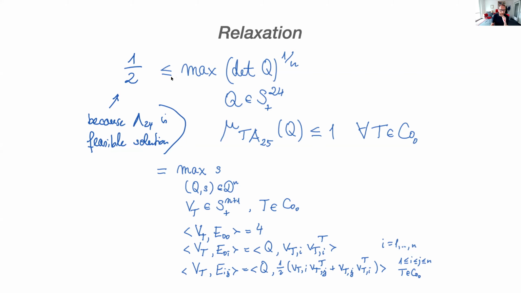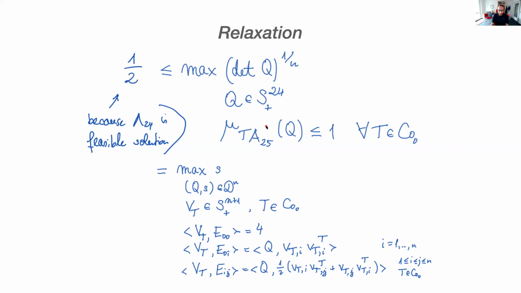And then, because the Leech lattice is a feasible solution, this maximization problem is greater or equal than 1/2. So you plug in the corresponding Q for the Leech lattice, and then we'll see that the feasible solution gives you 1/2. Okay, so that's a relaxation. So we're omitting two conditions.